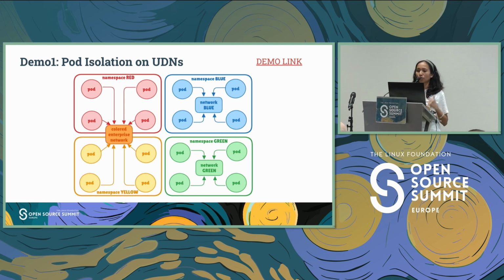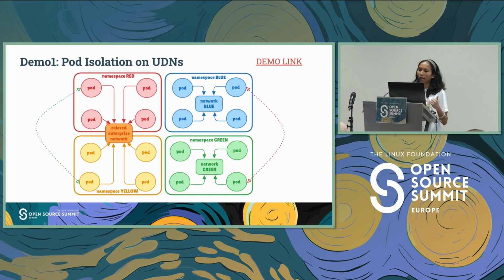They won't be able to talk to your green network. So if you try to have a blue pod talk to a green pod, you'll always see that red arrow over there, which means they can't talk to each other. They're in different networks. The red and the yellow are interconnected using a CUDN into the same colored enterprise network. So your red pod can talk to the yellow pod.